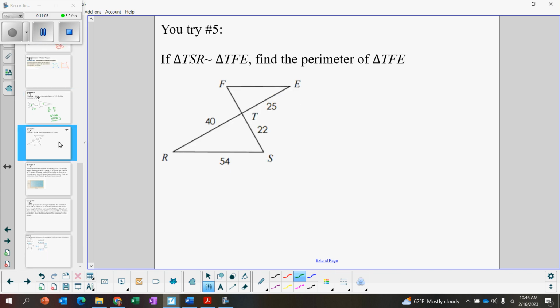So you're going to try this one. Triangle TSR, similar to triangle TFE, find the perimeter of triangle TFE. You will have to compare the sides to find the scale factor to do this. So pause and you're going to see the answer.